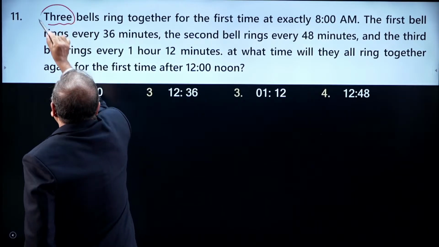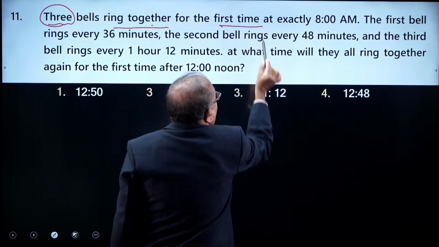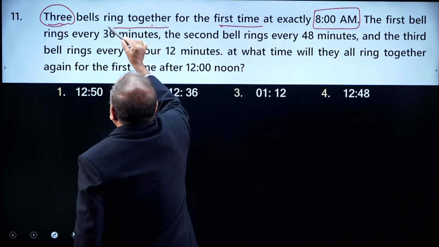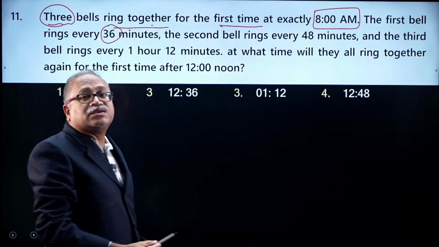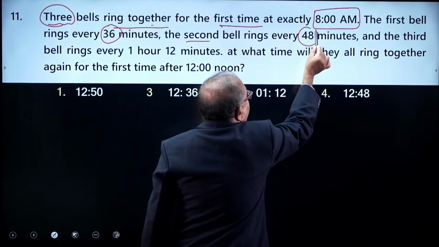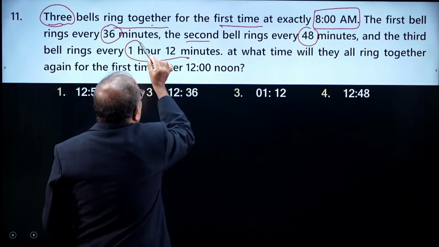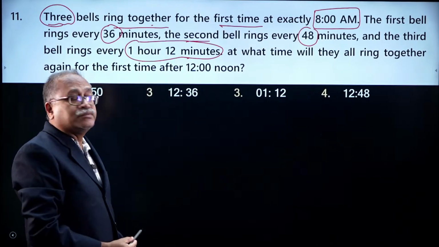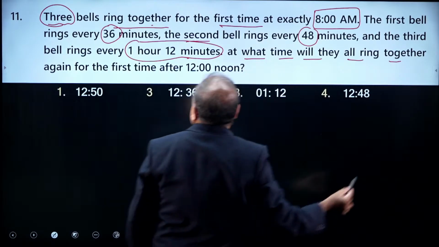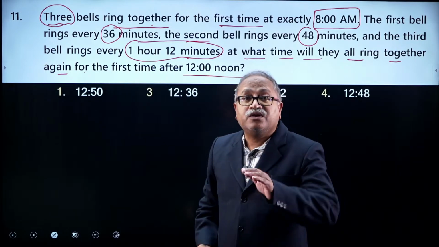3 bells ring together for the first time at exactly 8 a.m. The first bell rings after every 36 minutes. The second bell rings after every 48 minutes. And the third bell rings after every 1 hour 12 minutes. Now, at what time will they all ring together again for the first time after 12 noon?